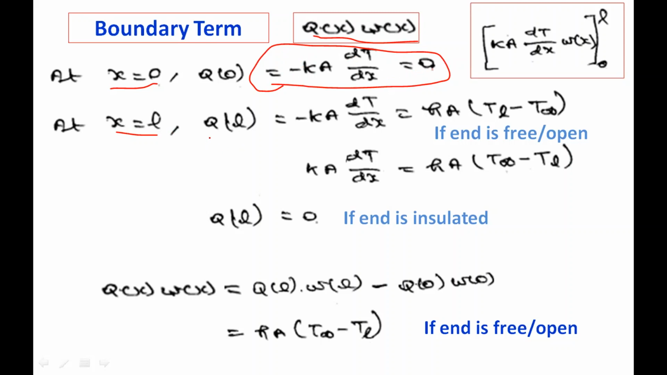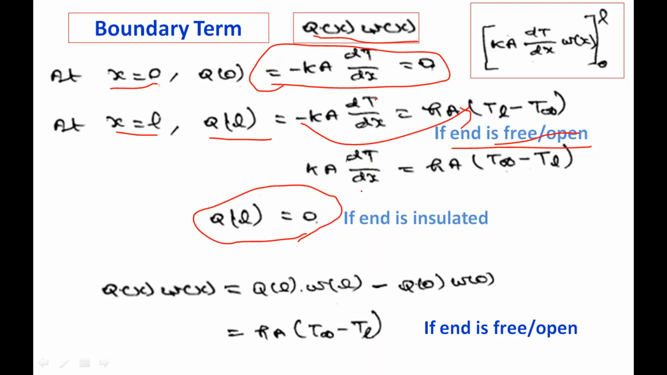Now at x equal to L, as we discussed earlier, there are two possibilities. If the end is free or open to atmosphere, then we will have minus ka dT/dx is equal to hA (TL minus T infinity). Suppose if the end is insulated, what will happen? The Q(L) will become 0. Now in this case, minus ka dT/dx equal to hA (TL minus T infinity) for the end open. We are taking this minus sign to the other side. So we will get ka dT/dx is equal to hA (T infinity minus TL).